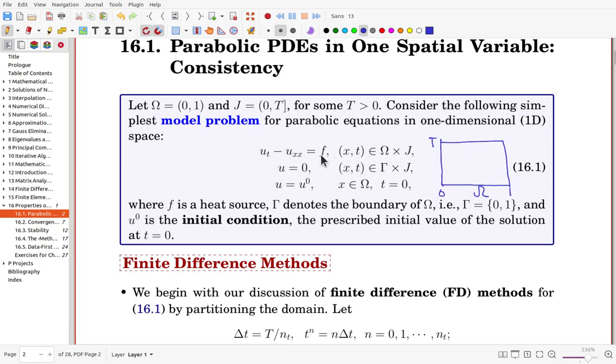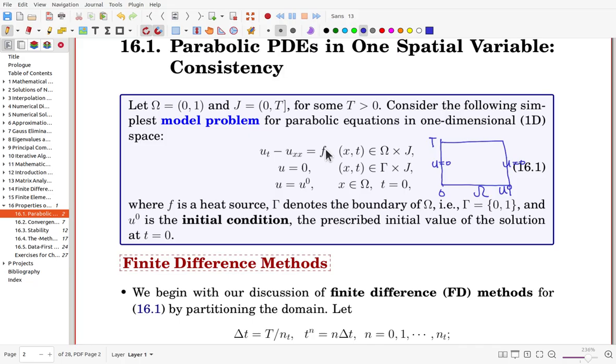And this equation is defined over the domain, and the u value on the boundary is 0. So it is a boundary condition. And the u value at time 0 is u super 0. This is the initial condition. These are the boundary conditions, and this is the PDE. We'll try to solve this problem using finite difference methods.